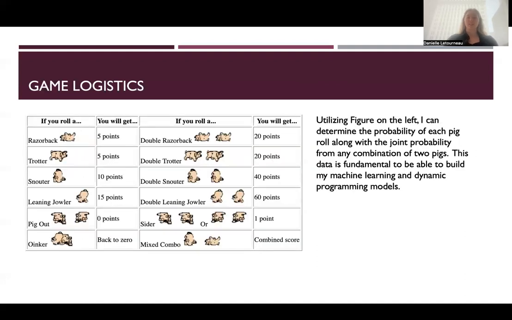The game logistics. Utilizing the figure on the left, I can determine the probability of each pig roll along with a joint probability from any combination of two pigs. This data is fundamental to be able to build my machine learning and dynamic programming models. For example, if you roll a razorback, you will get 5 points. If you roll a double razorback, you will get 20 points.